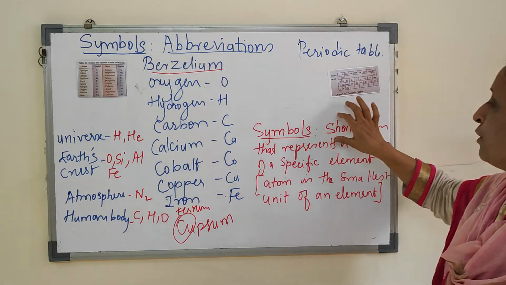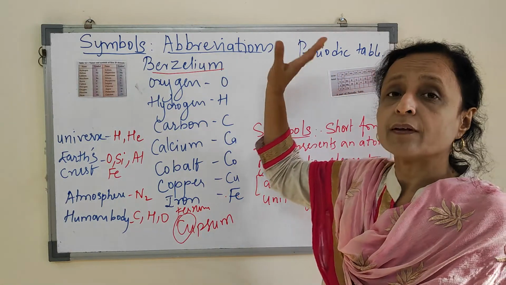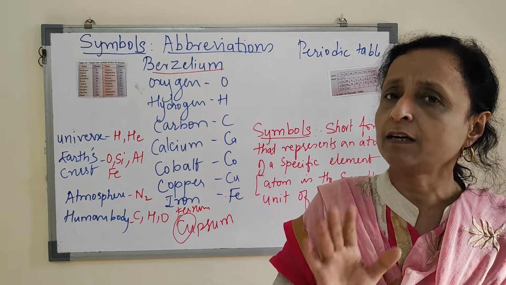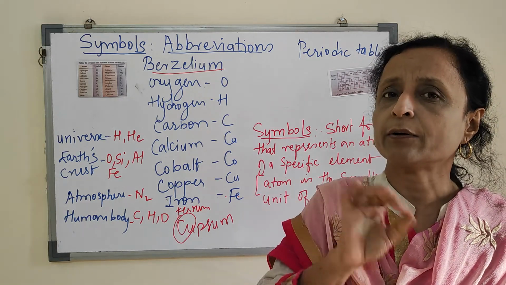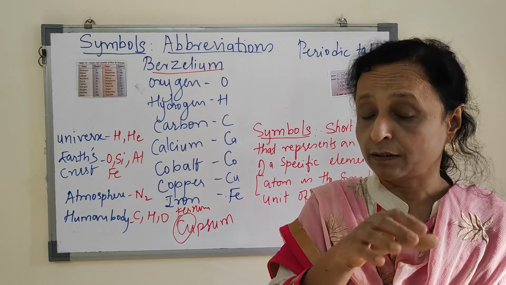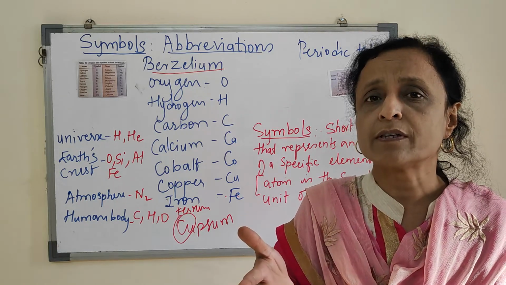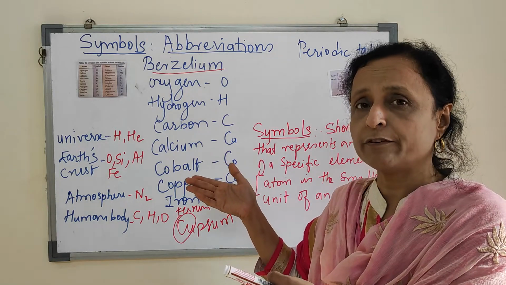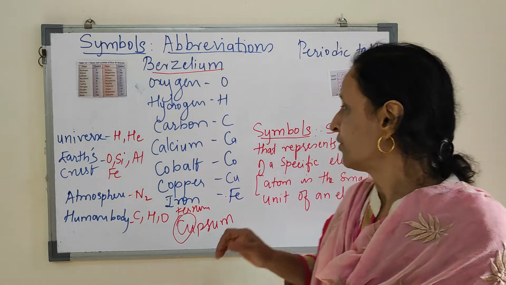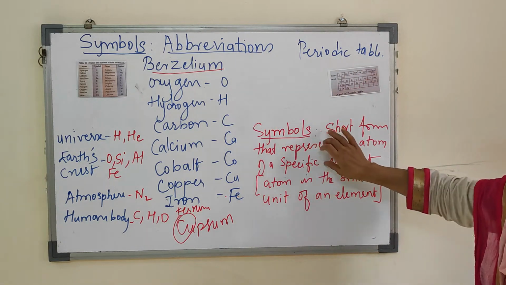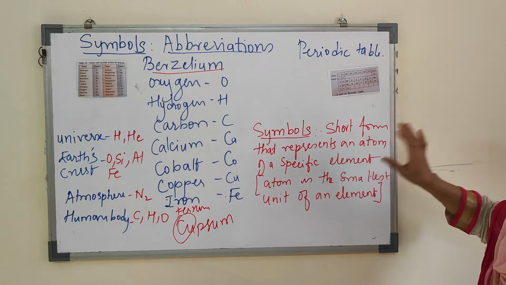So symbols are short, they are abbreviations. Abbreviation is what? Short form. Initial alphabets are used, like UN for United Nations. Initial alphabets are used, and that is known as abbreviation. So what we are doing? We are using the initial alphabet. So that is abbreviation. Now this symbol's short form represents an atom of a specific element.